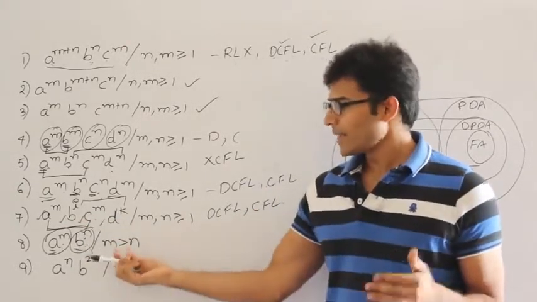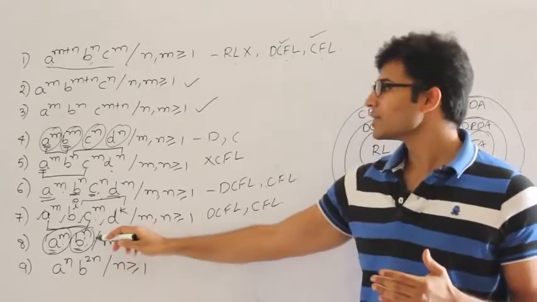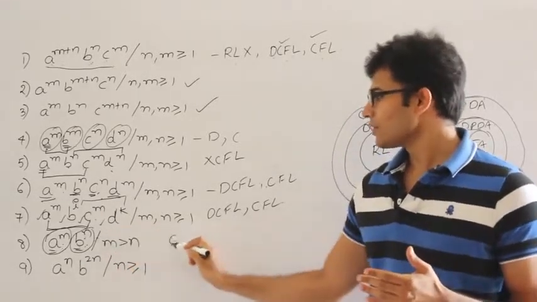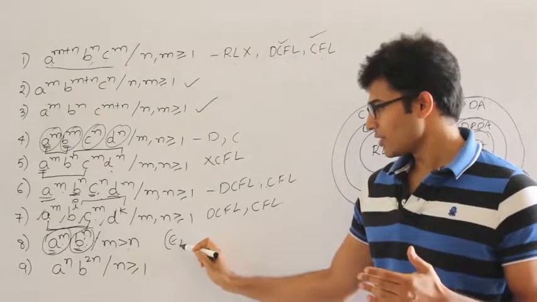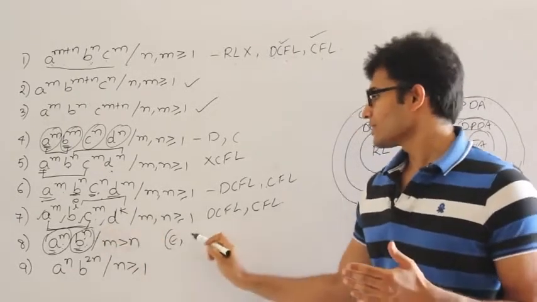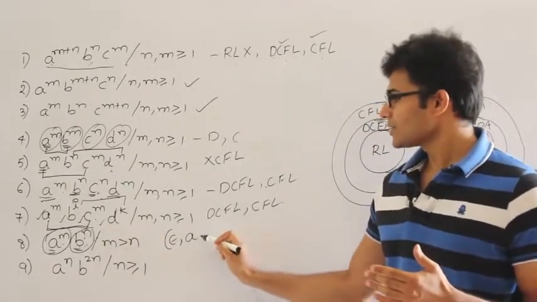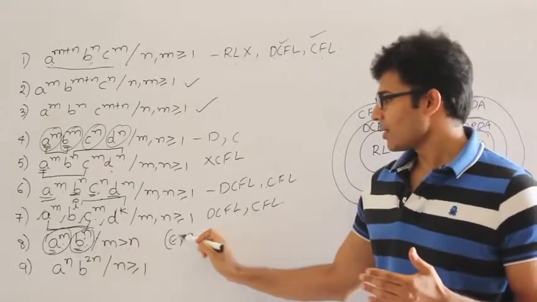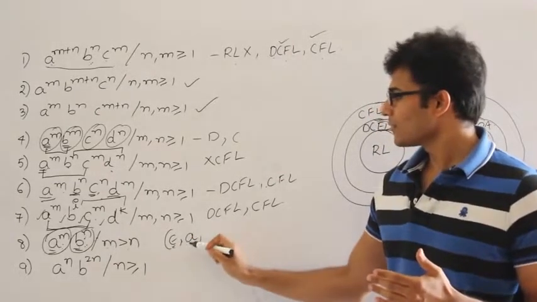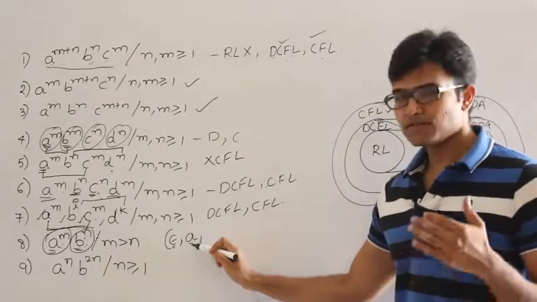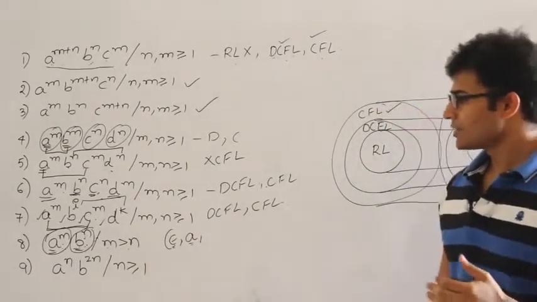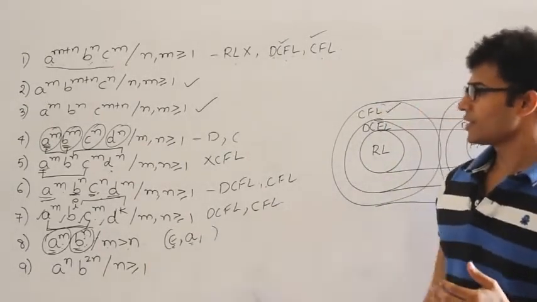And finally, at the end, how are you going to accept this one is, at the end, if you see epsilon, which means the entire string is over, and if the top of the stack contains a, which means at least one a is extra. Epsilon means all the b's are over. Small a means the top of the stack contains one a, which means at least one a is extra. Then you can go to the final state.